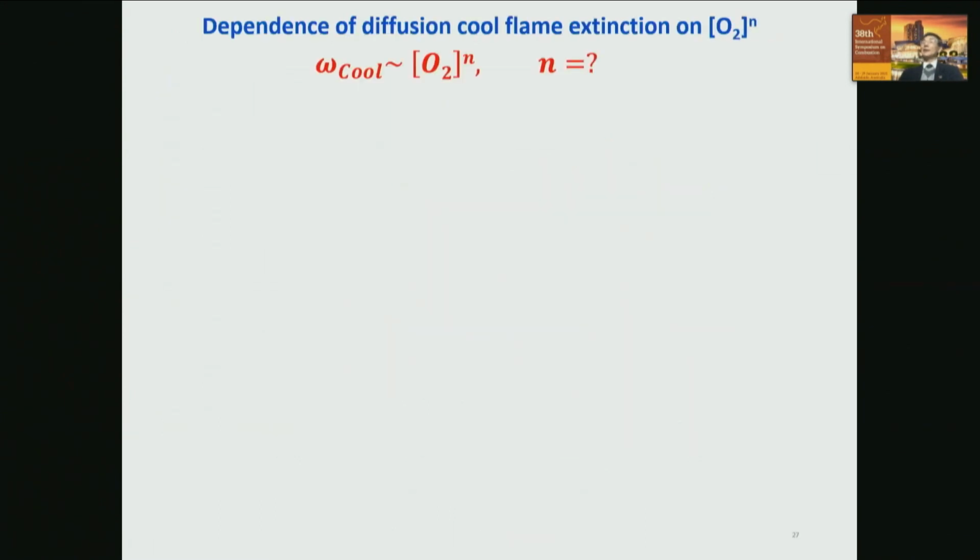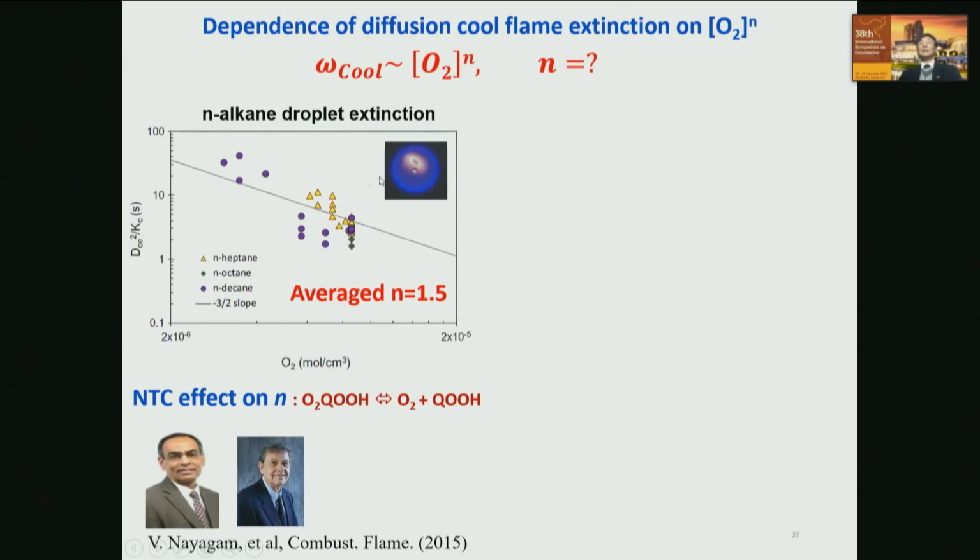So we try to understand the question: what is the reaction order of the cool flame dependent on oxygen? This is an experiment from a NASA group showing the normalization of extinction droplet diameter by the evaporation rate with different alkanes. The average n is 1.5, less than 2. Why? It's because of the NTC effect. When you have high oxygen concentration, the flame temperature increases, and they suppress the reaction rate. So this is why n is less than 2.